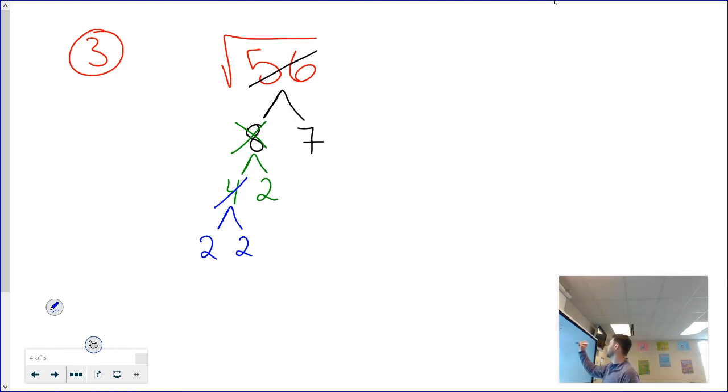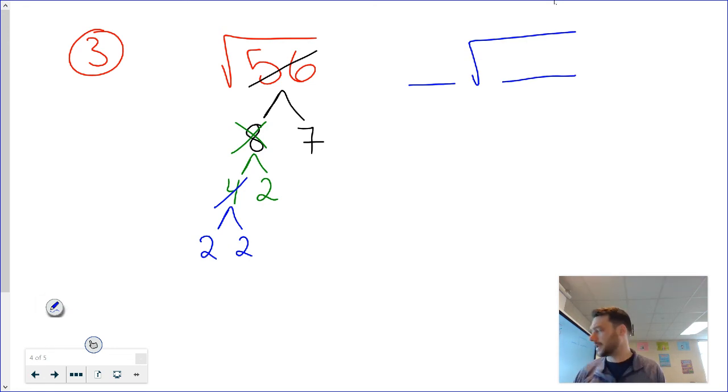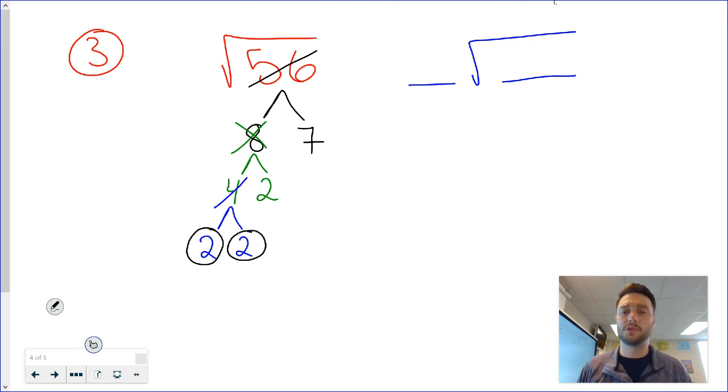So what comes out and what stays in? Well, we're looking for pairs. I have a pair of 2's here. Here's 1, 2. Here's the second 2. They are a pair of 2's.